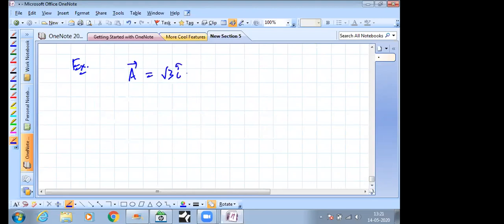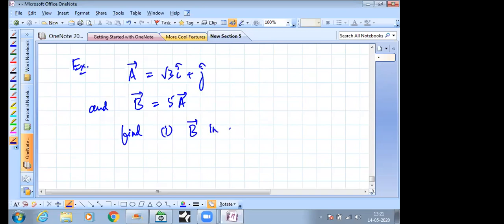So for example, if I have that question, that vector A is, let's say, root 3 i cap plus j cap, and vector B is, let us say, 5 times vector A, then find vector B in i cap j cap notation, and secondly the magnitude of vector B.